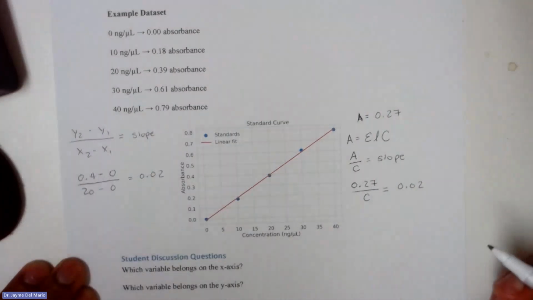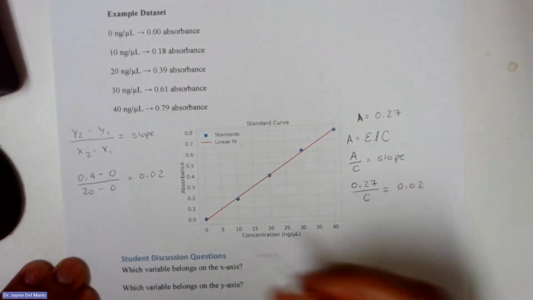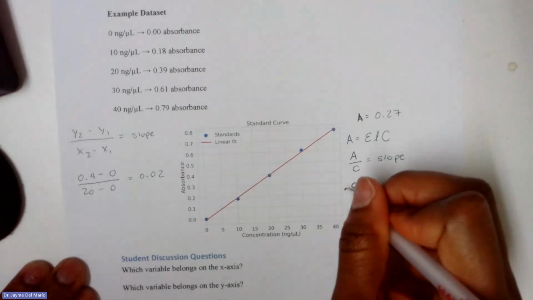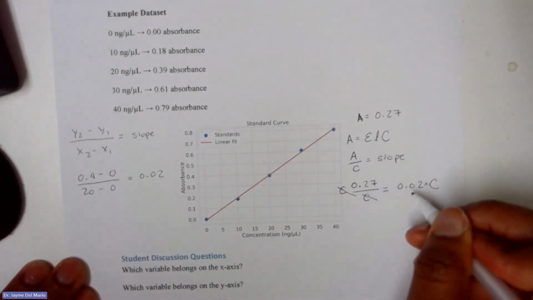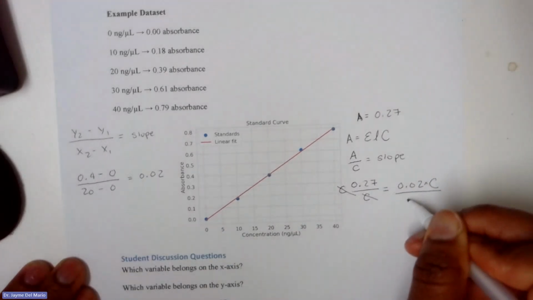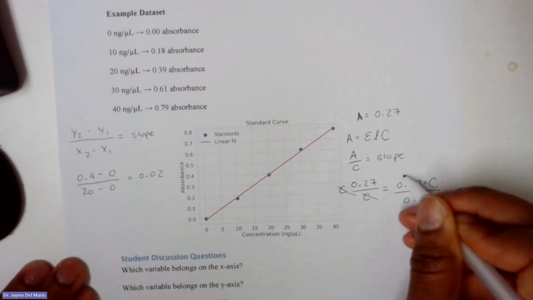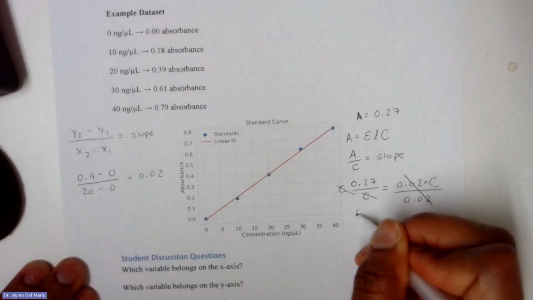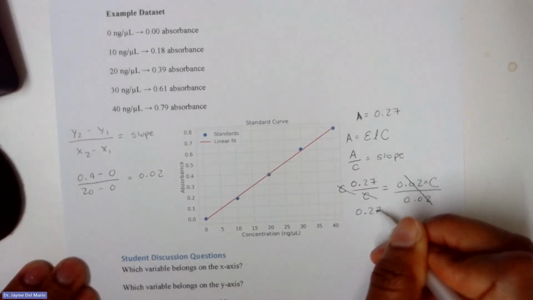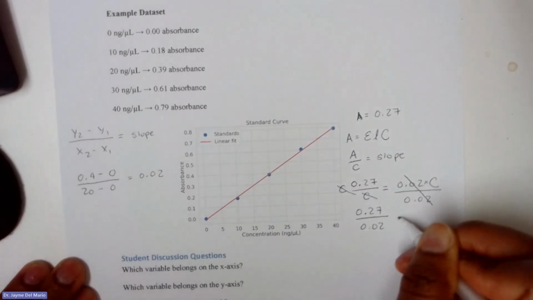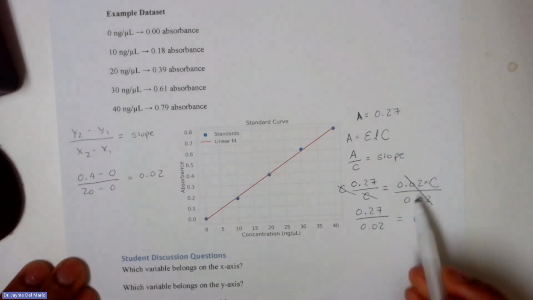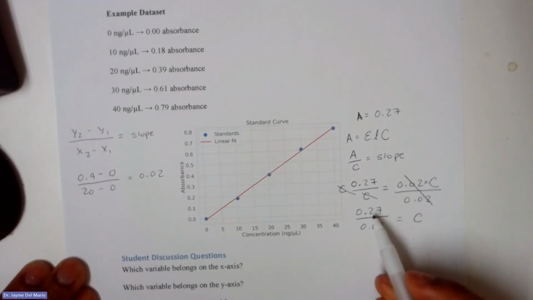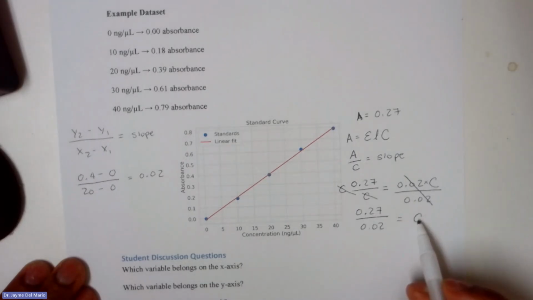Because I'm looking for my C, I'm going to do a bit of rearranging of the equation here. Times C, and then I want to get C by itself, so I divide by 0.02 on both sides. And then I get 0.27 divided by 0.02 equals C. I just rearranged my equation in two steps here. So my 0.27, which is my absorbance, over my slope equals C.